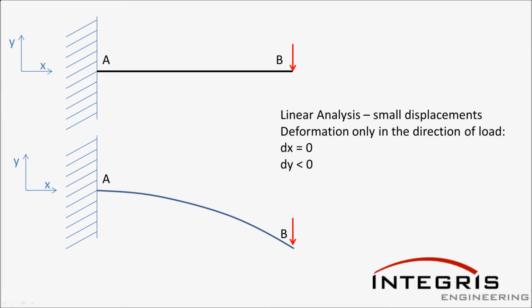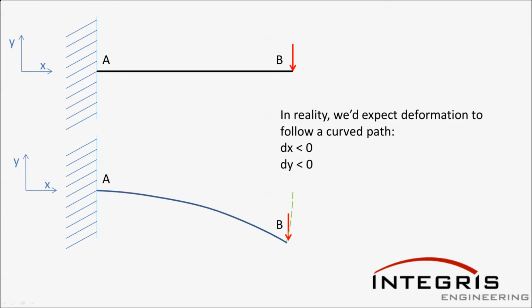In this case, if we have a beam that is constrained at point A and we apply a vertical load at point B, we will have a resultant x direction displacement of 0 and a negative y displacement. In reality, however, we'd expect deformation to follow a curved path. In this case, dx would be negative, and the y displacement would also be negative, following this curved path.